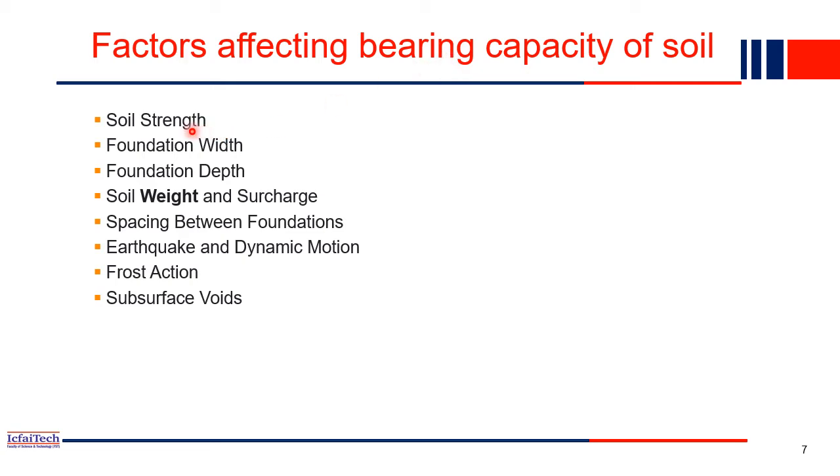So what are the factors affecting the bearing capacity of a soil? First one is the soil strength. As you have seen in the last lecture, we were discussing the shear strength of a soil. If a soil has less shear strength, then the bearing capacity of the soil also will be less. So the soil bearing capacity depends on the soil strength. So if soil strength is very poor or it is loose graded soil, in that case the bearing capacity of soil also will be less.